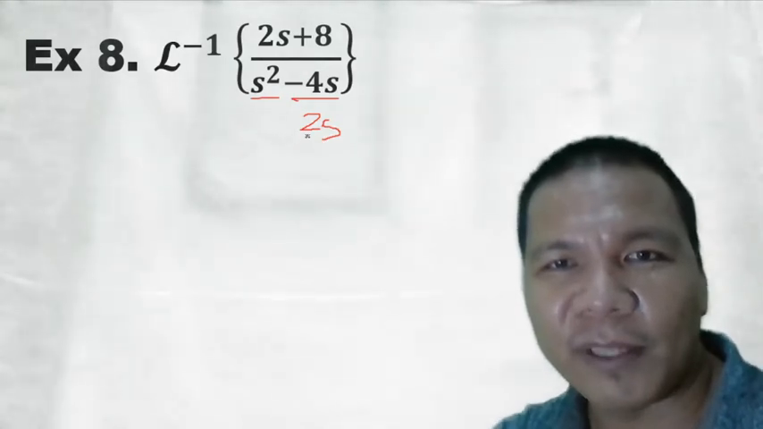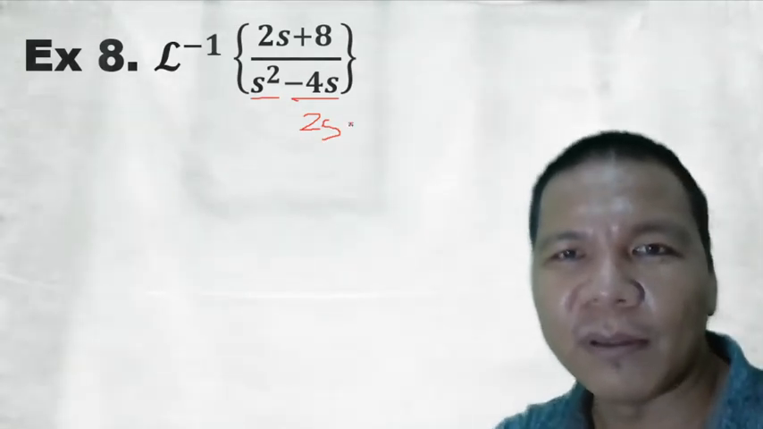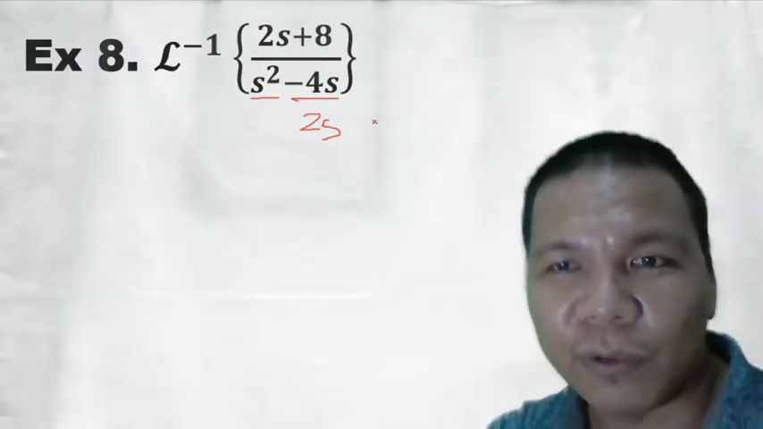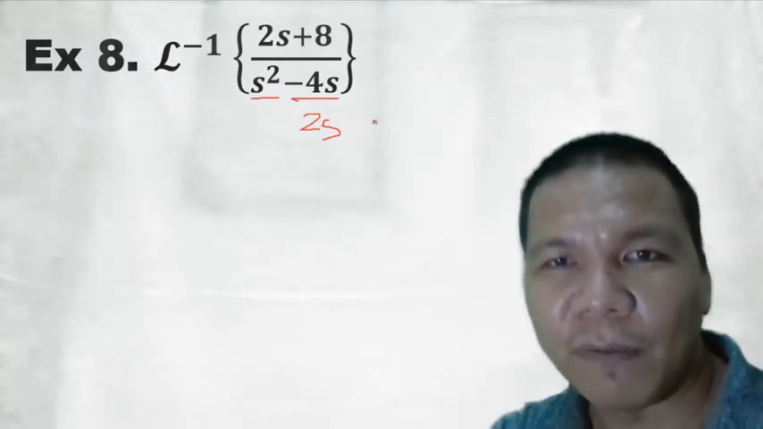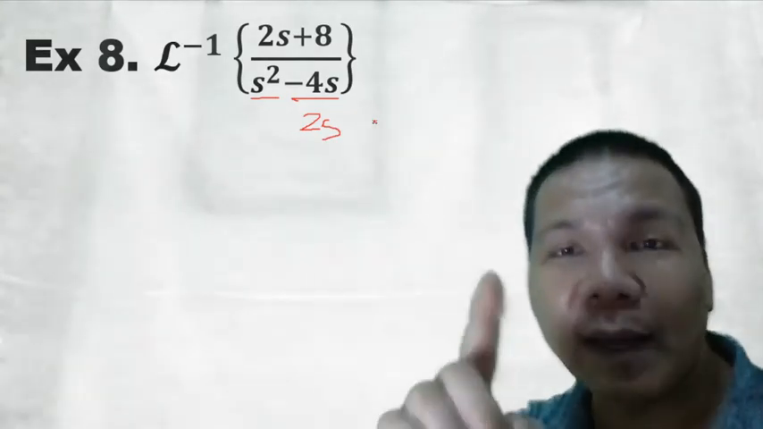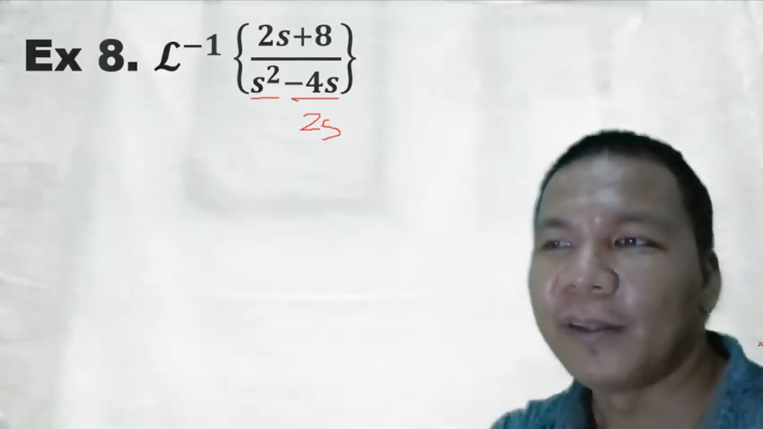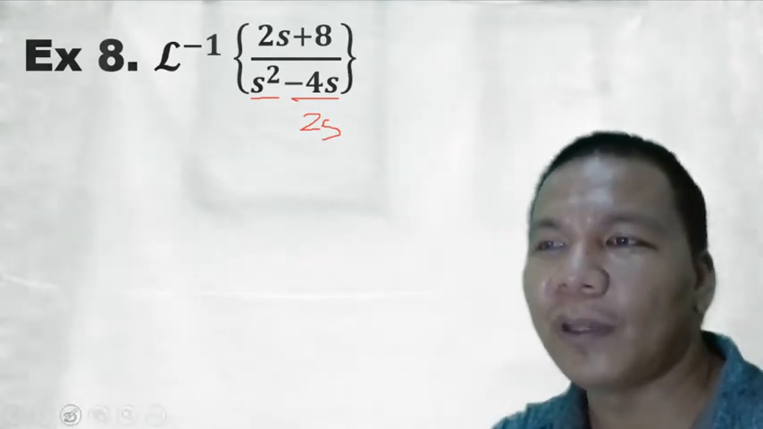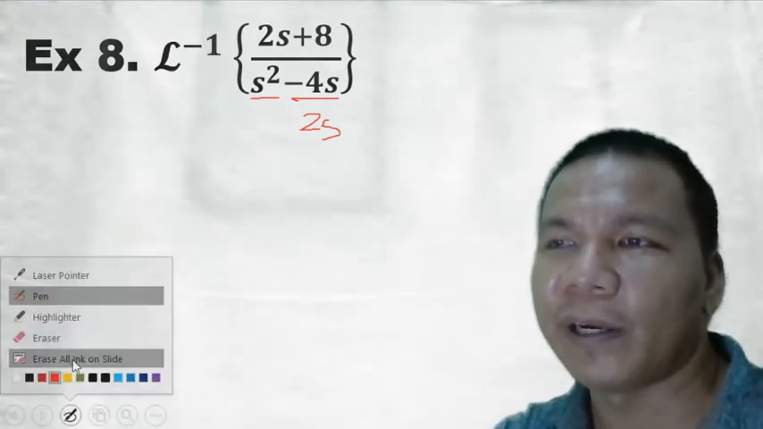Negative 4s divided by 2s. What's the result? 2. Okay? The result is 2. Then square 2. What's the result? 4. Yes. 4 is actually the missing number there. So we need to add 4 so that it will become a perfect square trinomial.